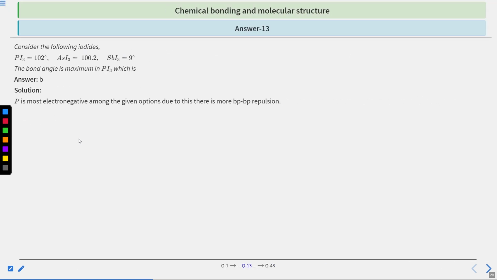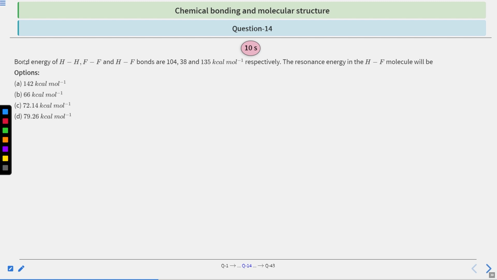Okay, so the correct answer is option B. Since P is the most electronegative among the given options, due to this there is more bond pair repulsion. Hence, option B has given the correct reason. That's why option B is the correct answer. Moving on to question number 14.